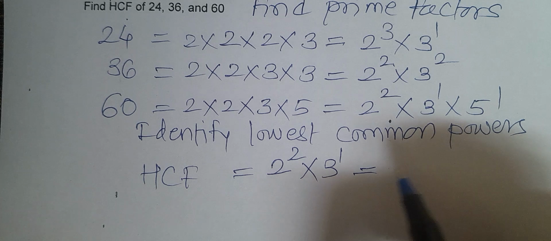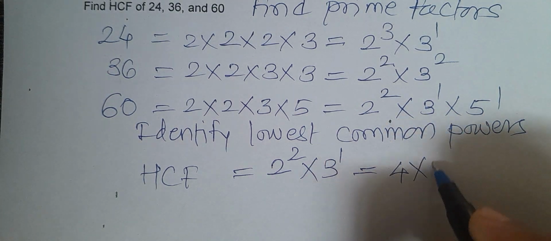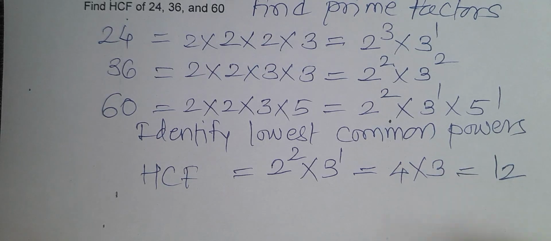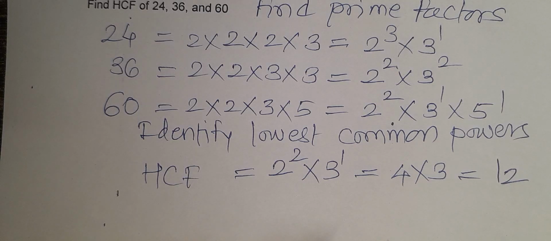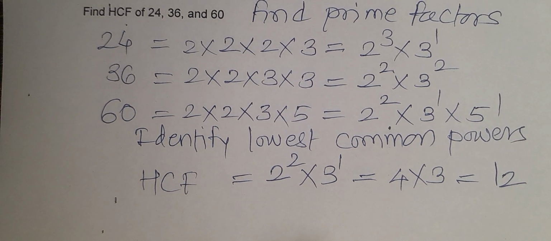Now we can find this. 2 raised to power 2 is 4, into 3, so 12. So this is the highest common factor of 24, 36 and 60. Okay, let us go for another example.